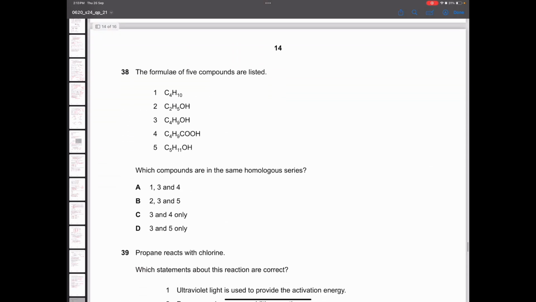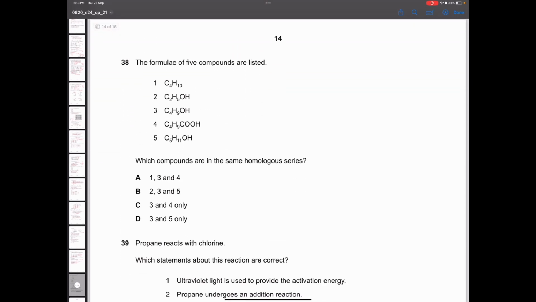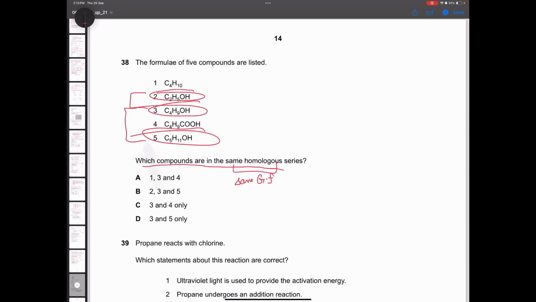38. The formulas of 5 compounds are listed. Which compounds belong to the same homologous series? So we need to simply see which ones have the same general formula in this case. Or you can just identify if alcohols are there, they belong to the same homologous series. If acids are there, they belong to the same homologous series. You can clearly see one alcohol, another alcohol, another alcohol. So there are 3 alcohols, they belong to the same homologous series, 2, 3 and 5. So option B is the correct one.